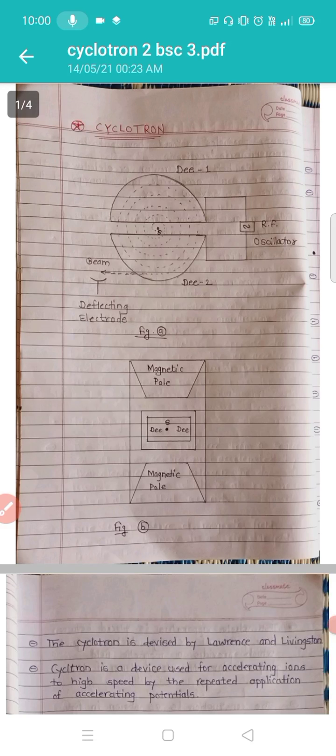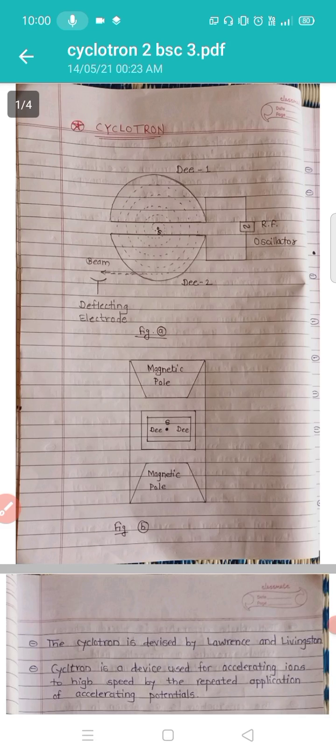Okay. First of all, we see the construction of the cyclotron. The cyclotron consists of two flat semicircular metal boxes called Ds. Because of their shape, they look like the English letter D. These two boxes are exactly identical in shape and size. The Ds are arranged with a small gap between them. A source of ions is located at the midpoint of the gap between the Ds.